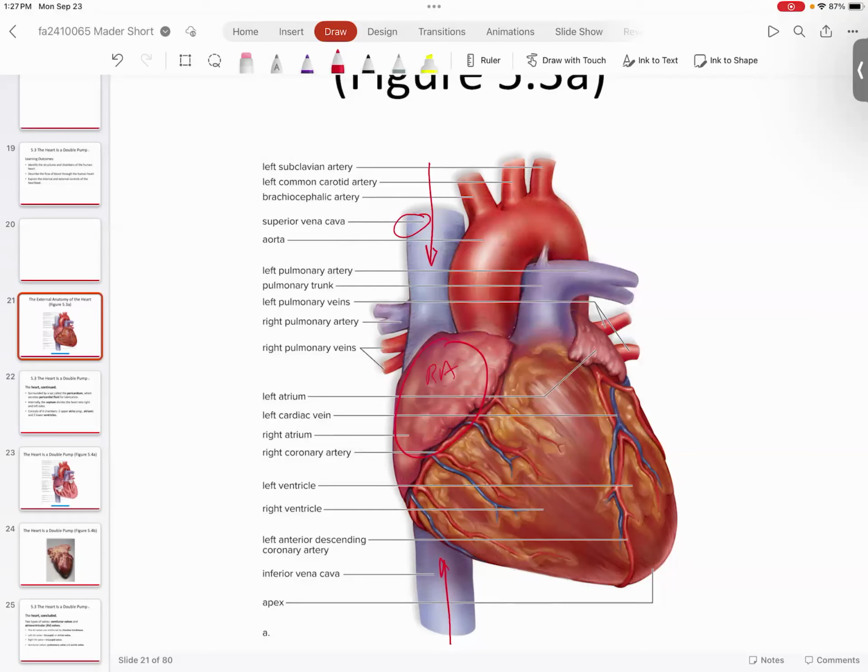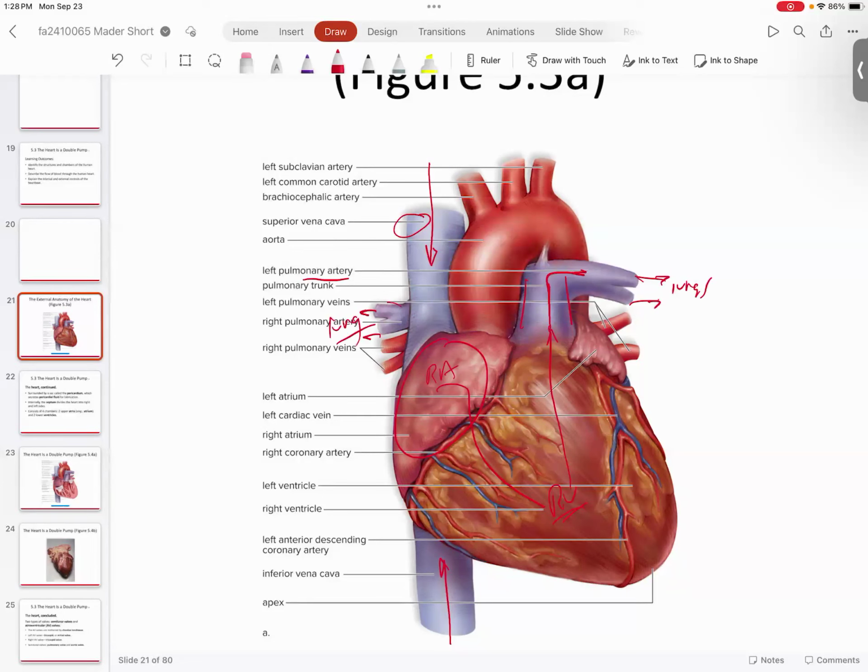And then from the right atrium, it's going to move into the right ventricle. And then from the right ventricle, it will move through a set of valves into another major great vessel, this guy right here, which is the pulmonary trunk. This is sending the blood to the lungs. So basically, it's going to be moving through the pulmonary trunk, and it's going to split into the right and left pulmonary arteries as they go to the lungs. So here it's going to the lungs, for the right and left lung.